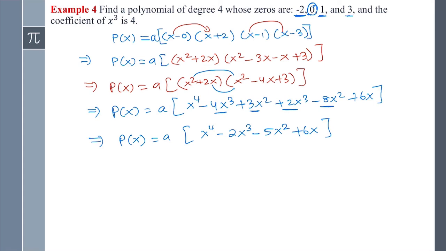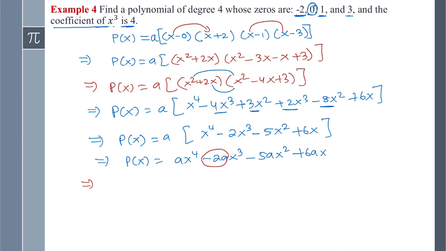Now, if we multiply by a, we get p of x equals ax to the fourth minus 2ax cubed minus 5ax squared plus 6ax. Now, this says that the coefficient of x cubed is 4, and the coefficient that we have for x cubed here is negative 2a. Which means negative 2a equals 4. If we divide by negative 2 on both sides, we get a equals negative 2. So the value of a is negative 2.